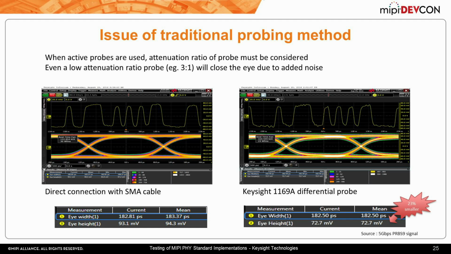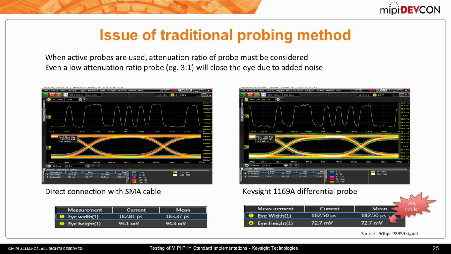Probes, active probes from us and from any scope vendor, they introduce noise into your measurement environment. And in particular, that comes from the probe attenuation ratio. Say if we have a 3-to-1 probe, the signal at the probe tip is going to be 3 times smaller at the input into the scope. So now the scope has to compensate for that. That gets mixed with the scope noise and gets amplified to get back up to the correct amplitude. And so now what we're doing is essentially adding noise into our measurement here.